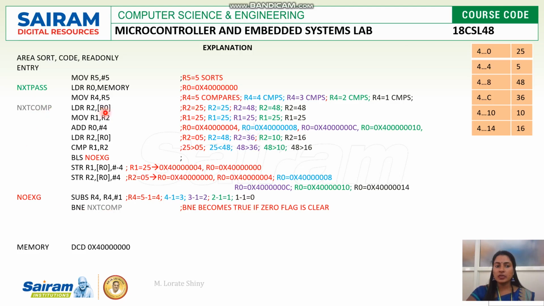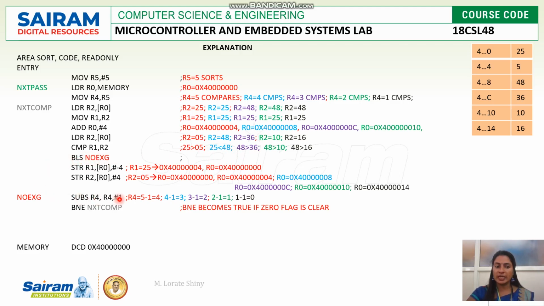Now the R0 address is 400004. From that we are moving the data to the R2 register, which is nothing but 25. Now 25 I am moving to the R1 register. I am taking the next data from the next memory location, which is nothing but 48. So this time we will compare 25 and 48. Here also 25 is the smaller number, so swapping is not required. The BLS condition is true, so we will jump to the no exchange loop.